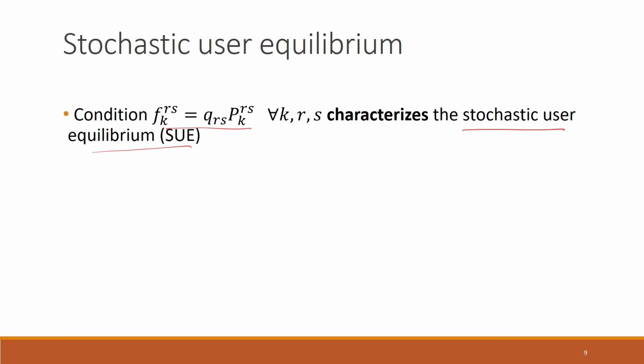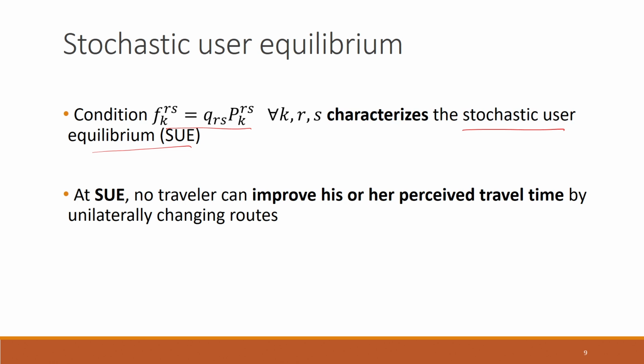Also, one thing to emphasize is that if, for example, in some assignments or exams, we just say user equilibrium, it will automatically mean the deterministic user equilibrium, the simplest form of the user equilibrium that we have seen. Only if we say stochastic user equilibrium, then it will mean the stochastic case. Otherwise, by default it will only imply the user equilibrium in the deterministic case that we have discussed before. Now, in this stochastic user equilibrium case, no traveler can improve his or her perceived travel time by unilaterally changing routes.